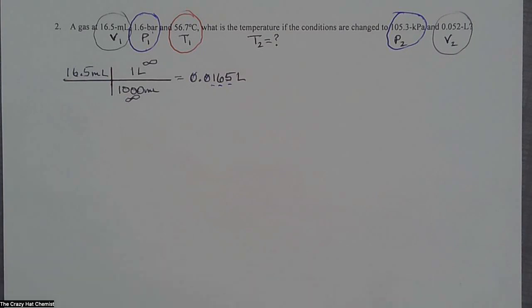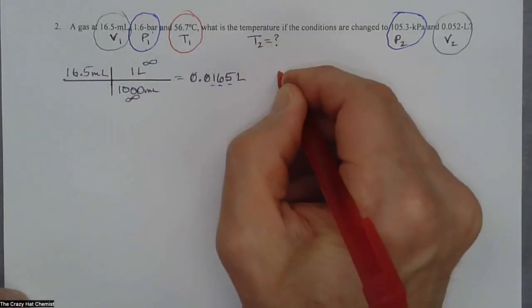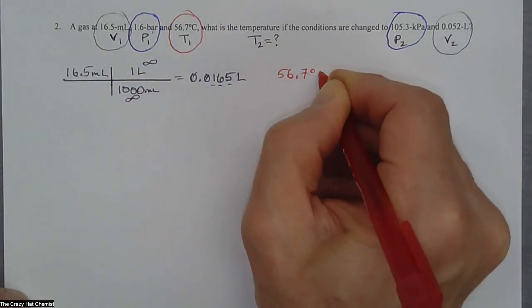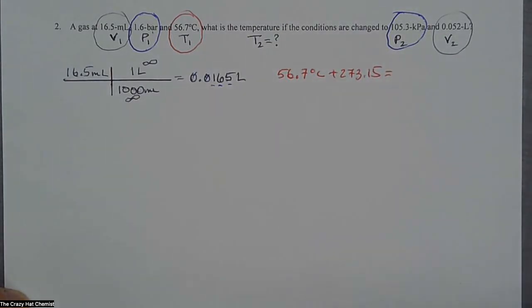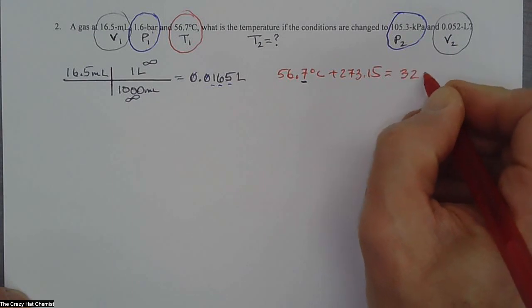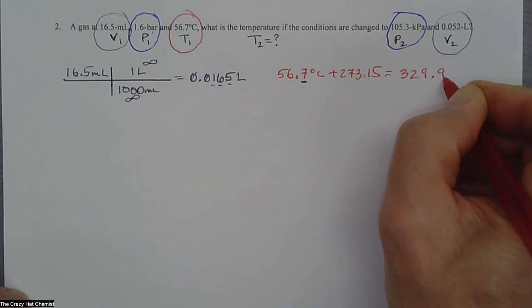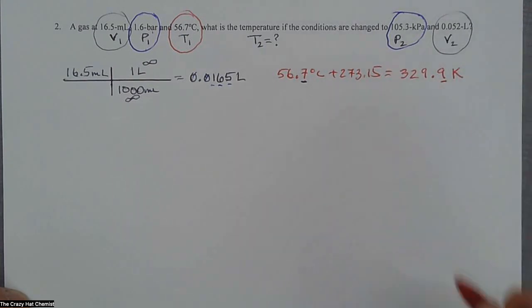Now, what we're going to do is the temperature conversion here. Might as well do the temperature conversion. We have 56.7 degrees Celsius. We're going to add 273.15. And we are going to round with the fewest number of decimal places, which is 1. So my answer is going to have 1 decimal place. Okay. And that will be 329.9 Kelvin. That is, again, rounded to 1 decimal place. So I've got my temperature converted, got my volume converted, and now I need to do my pressure.